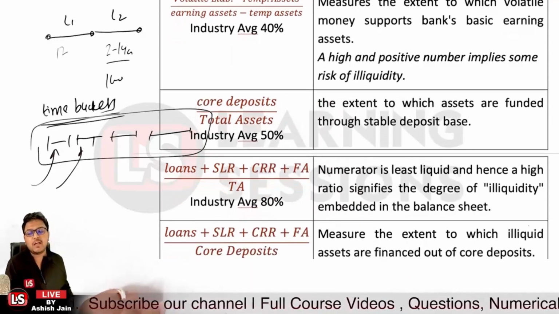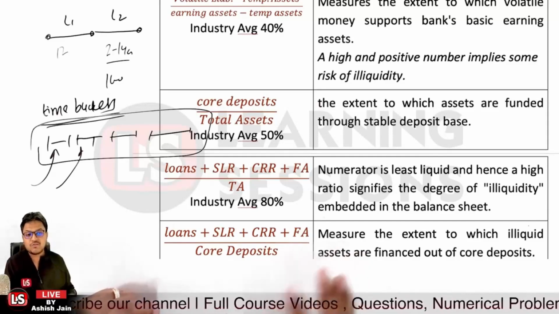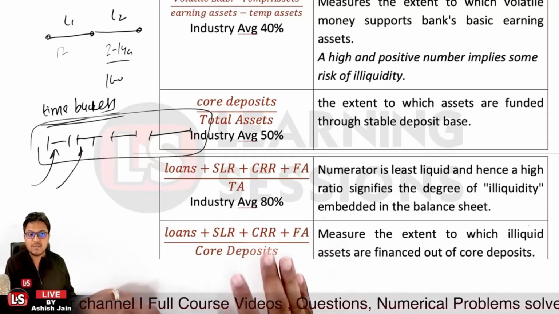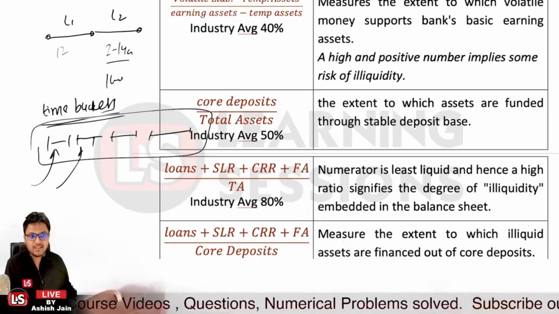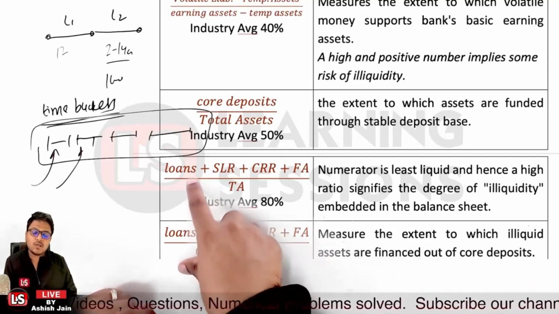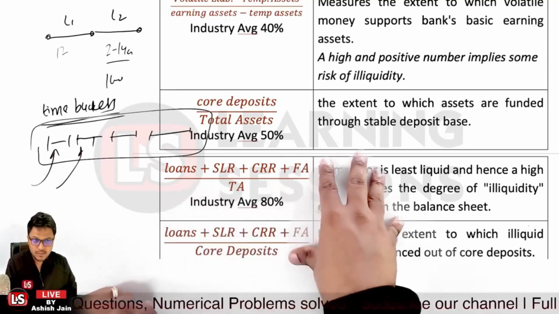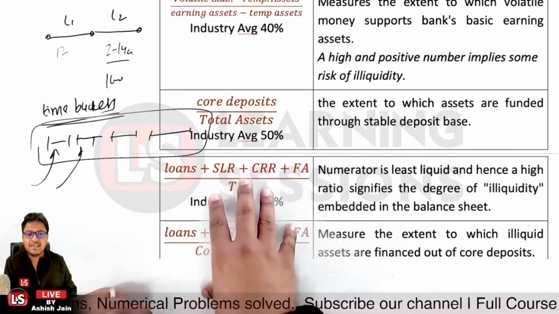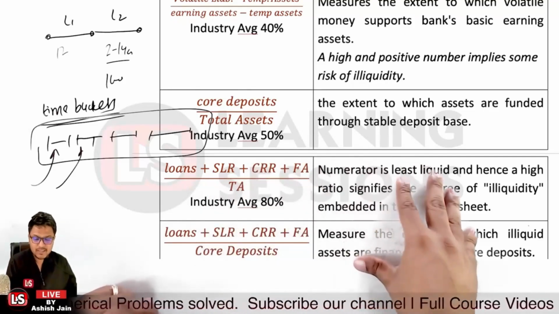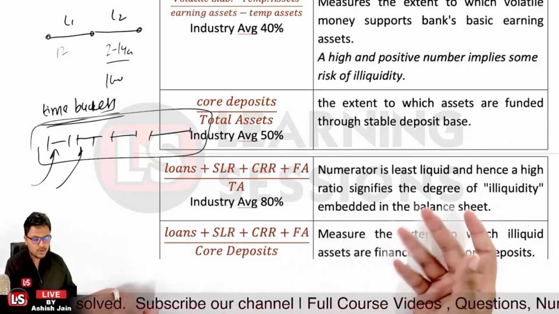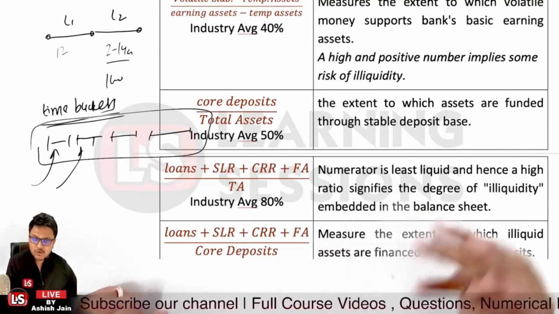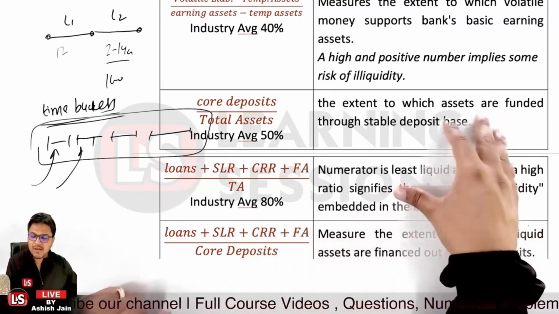The third one is loans plus the statutory liquidity ratio plus CRR plus fixed assets, divided by total assets. If you look at the numerator, it is the least liquid part, because the SLR that you are maintaining is not liquid, as you cannot take the liquidity out. The CRR you are maintaining is not liquid. The fixed assets you have are not liquid.